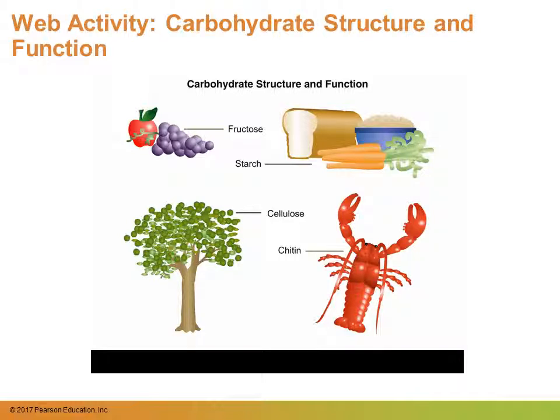Here we see all different forms of where we can find sugars. So we can find simple sugars like fructose in fruit, and we can find long chains of sugar in bread, maybe carrots and rice and grains. And then cellulose is a sugar that's found in wood, and now we've gone from alpha to beta 1,4-glycosidic linkages, and then there we see a lobster, which indicates chitin, which is a very strong structural molecule.